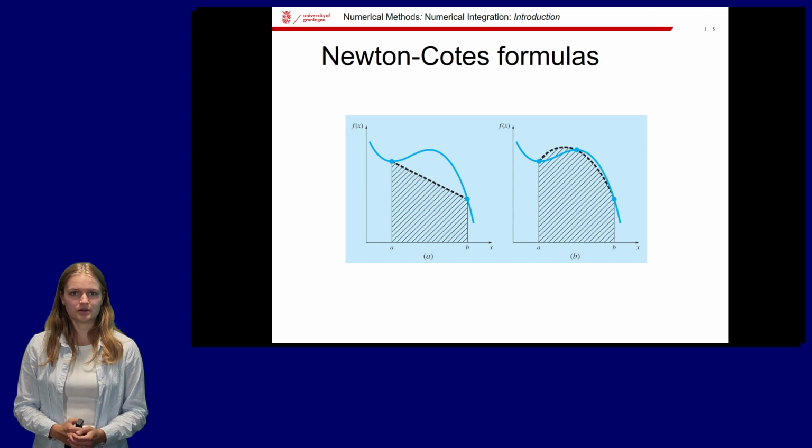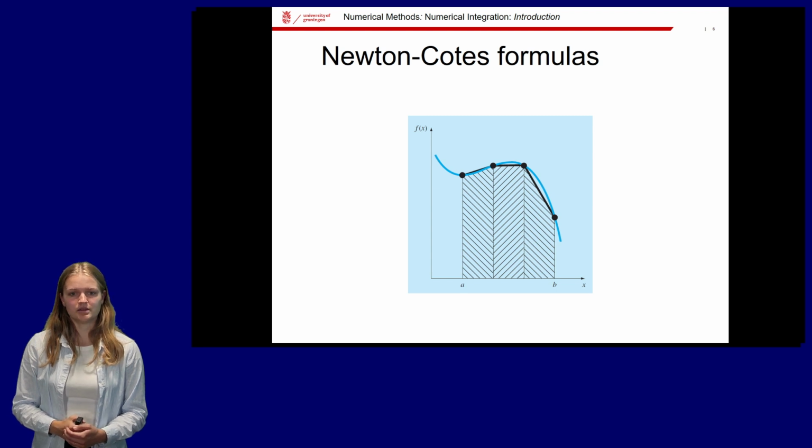And then you approximate the integral by calculating the area under this straight line, just the area of this trapezoid. And in figure B, you use three data points to construct a second order polynomial, and your integral is going to be the area under this parabola.